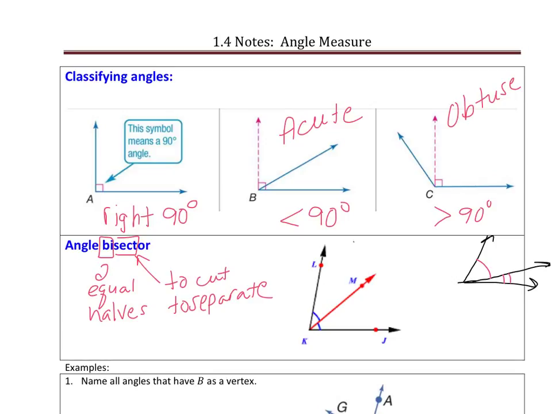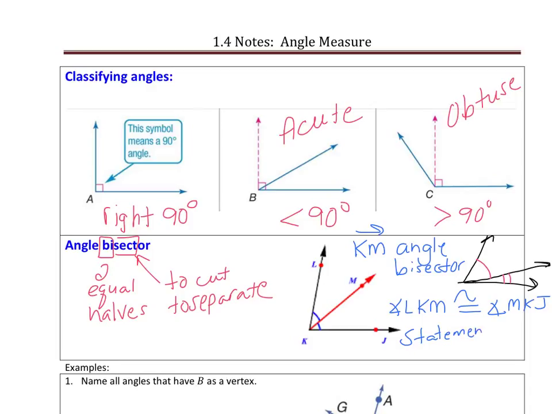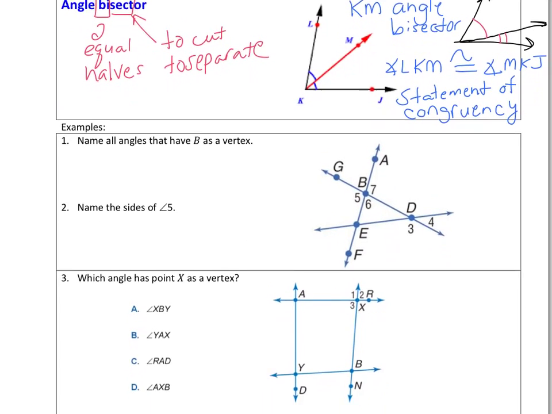So we're going to write that down. KM is a ray, and it's an angle bisector. And we know that again because the diagram is showing us two equal angles that are congruent. And again, we can't use the letter K to name this angle over here. There are three angles over here. So we would have to write this as angle LKM is congruent to angle MKJ. So that's the only way we can write a statement of congruency. And I'm going to write that right down. Statement of congruency. So just like segments, we use the same symbol for congruent angles as well. All right, let's take a look at some examples.